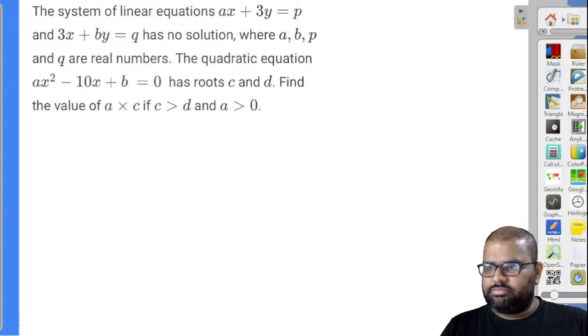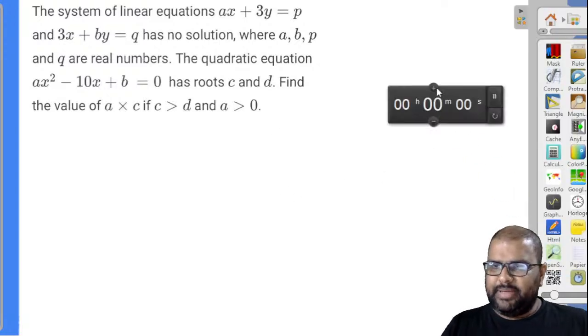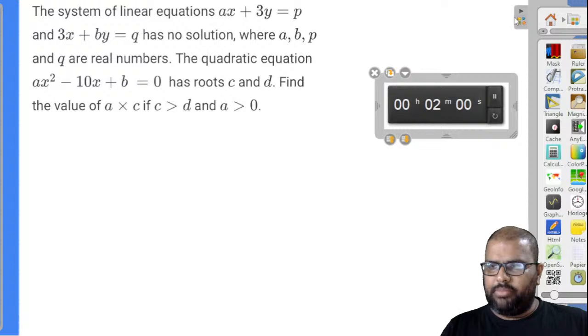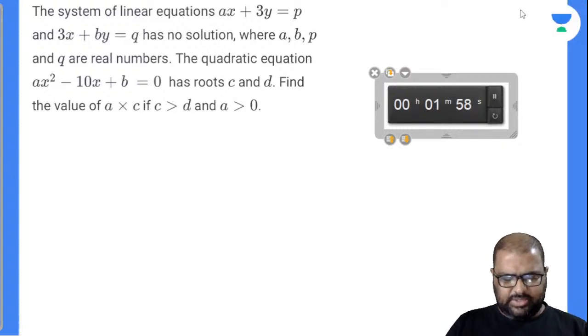Now, try this question here. It is a simple equation and quadratic equations combo question, right? You might have seen this question in your IIT JEE classes mostly.